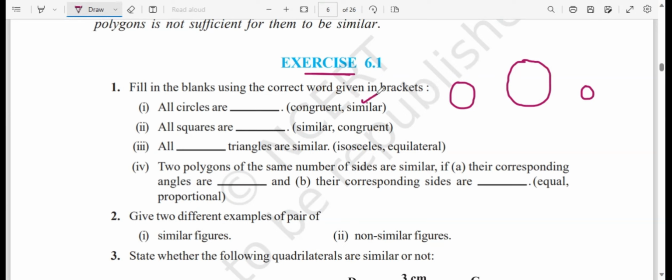So it is similar. The radii are not equal. So it is similar, but it is not congruent. Congruent means the radius has to be the same. So all circles are similar and not congruent.